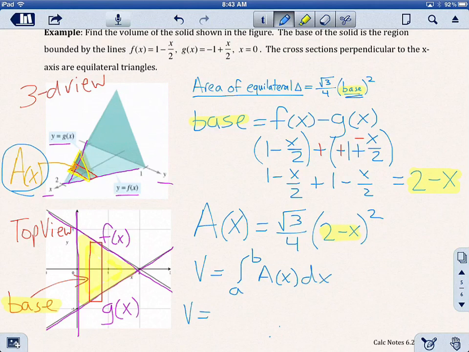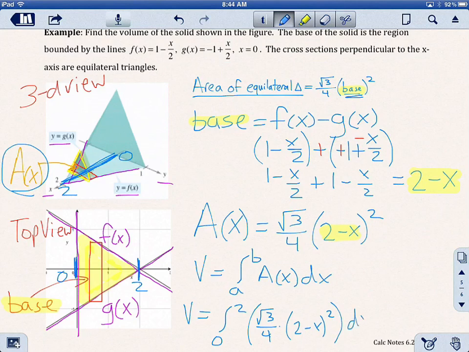Okay, so a to b, where is this going from? Well, it looks like we're going from 0 up to where they intersect here at 2. So if you're looking at the top view, that's what you're looking at. If you're looking at the 3D view, it's going to be along this path right here. So from 0 to 2. So it's the definite integral from 0 to 2 of our function, square root of 3 over 4 times 2 minus x squared, with respect to x.